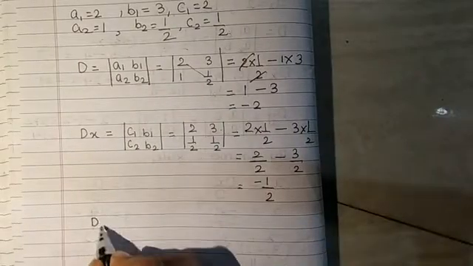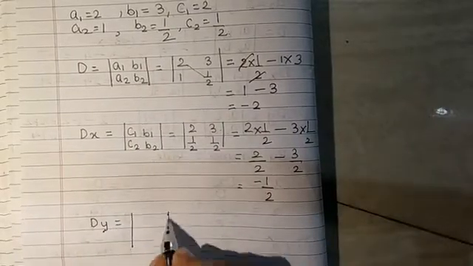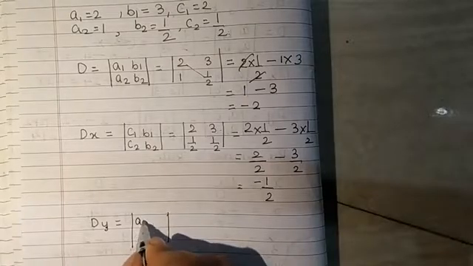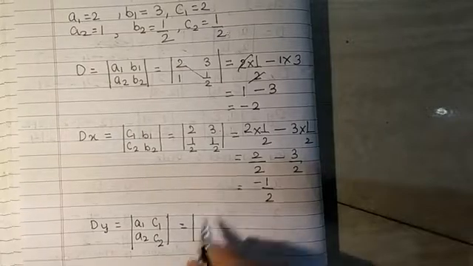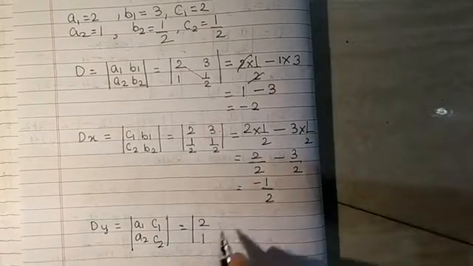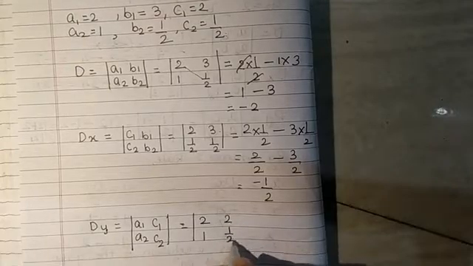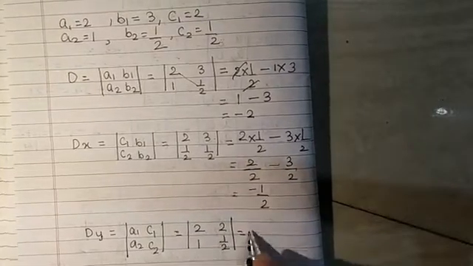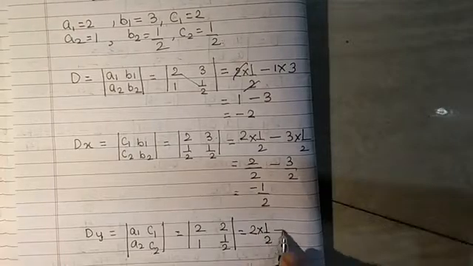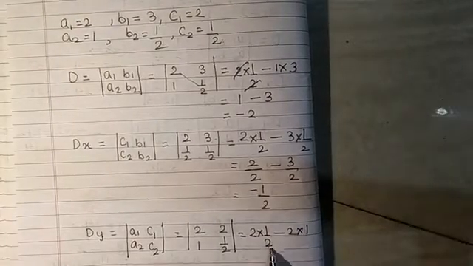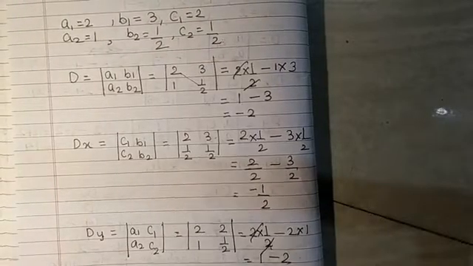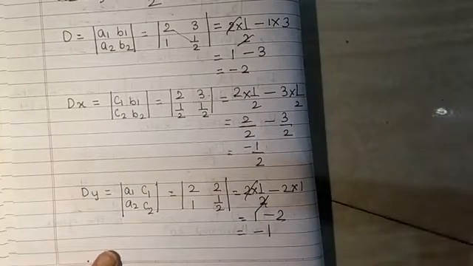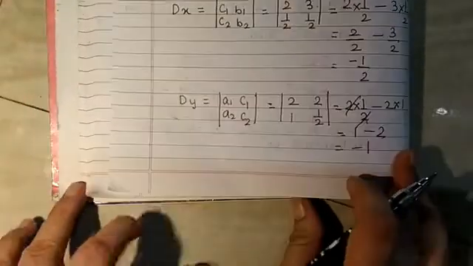Then I will get the value of Dy. What is Dy? Dy is a1, a2, c1, c2. So now put the values. a1 is 2. This is 1, 2, 1 upon 2. Okay, let's start. 2 multiplied by 1 upon 2 minus 2 ones are 2. So the 2 I'll cancel. 1 minus 2. So I'll get minus 1 as the answer. Now the next step will be using Cramer's rule.